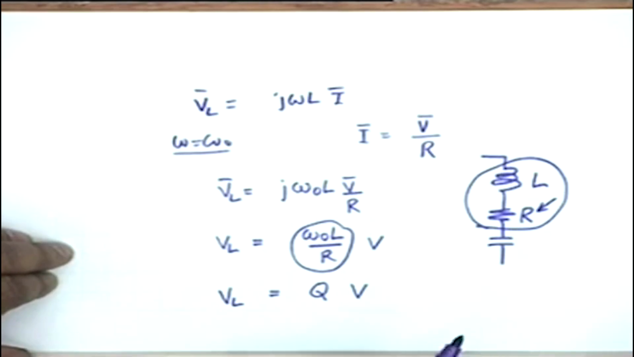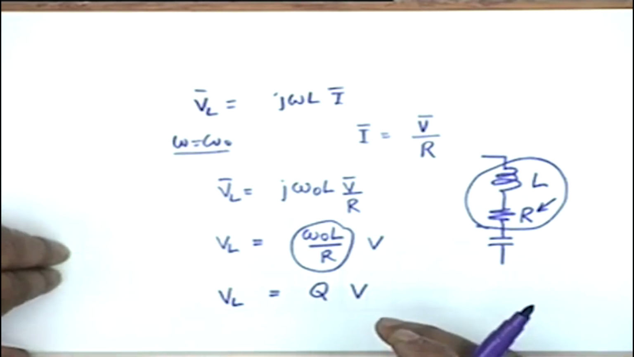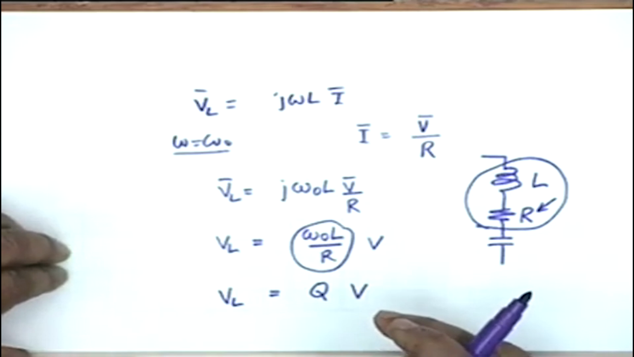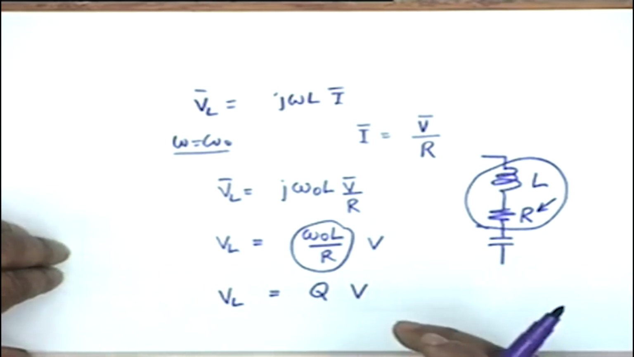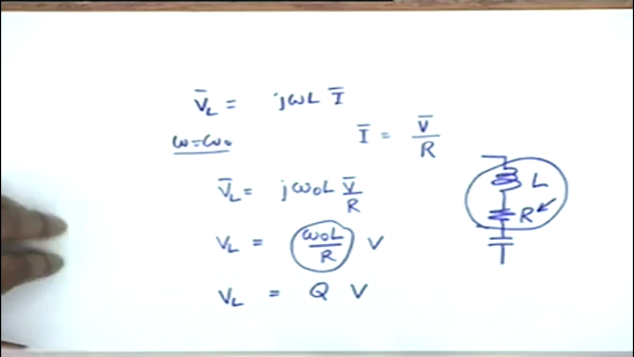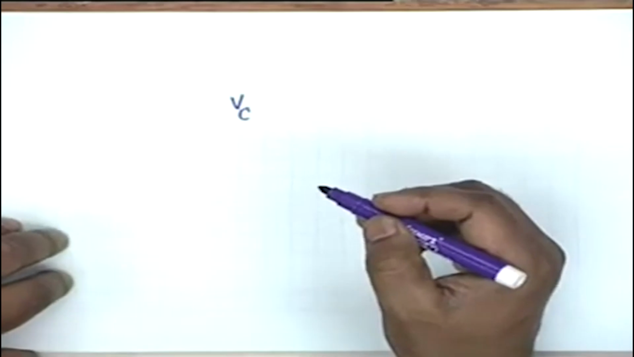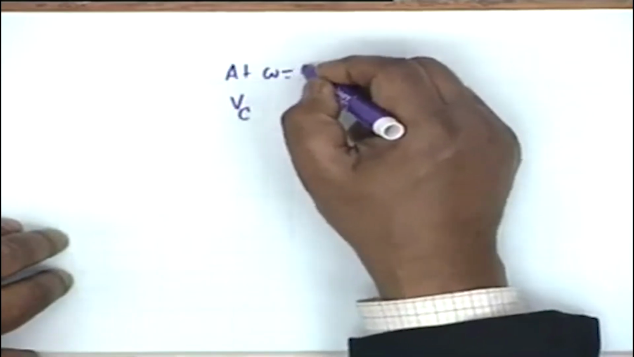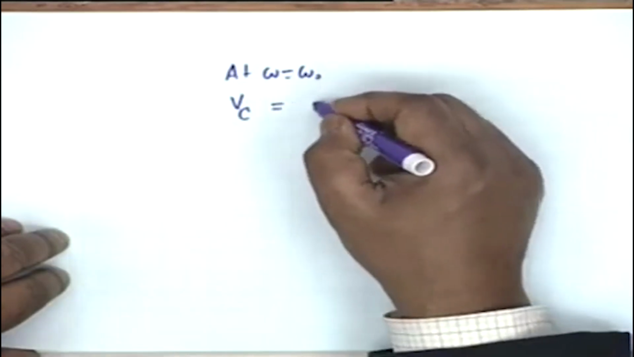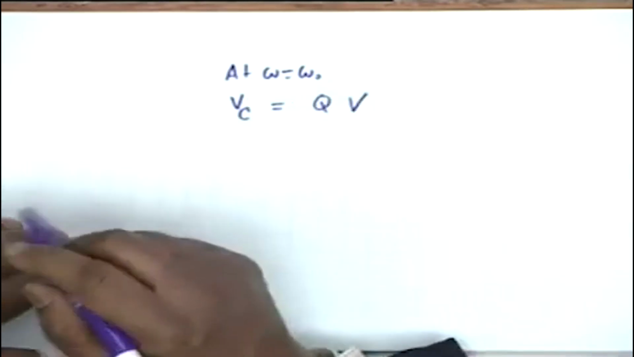Getting a Q of 10 at high frequency is absolutely no problem, which means that you can get a stepping up of voltage without using a transformer, and sometimes this is also called a resonance transformer. That is, you are using the phenomenon of resonance to get a stepped up voltage, Q times V. In a similar manner, if you had investigated the capacitor voltage V sub C at omega equal to omega 0, you would have seen that V sub C is also equal to Q times V.